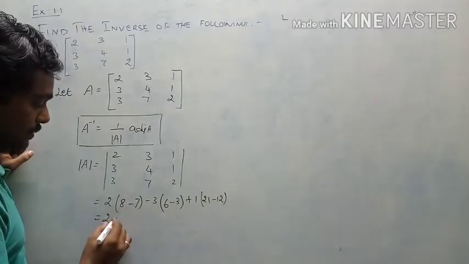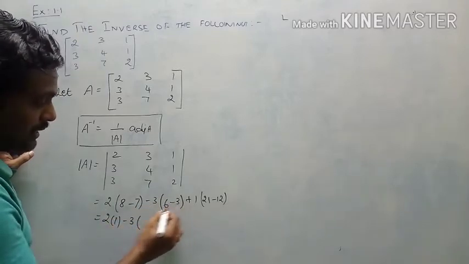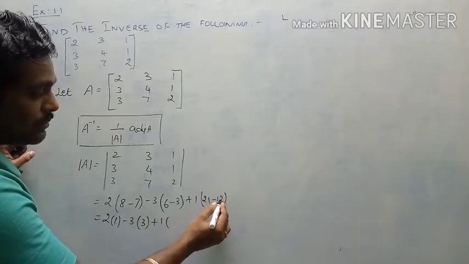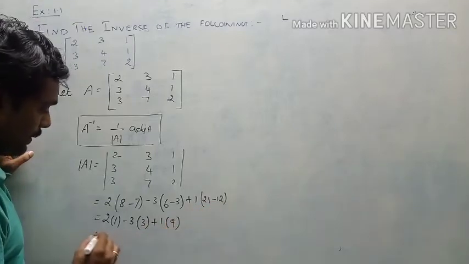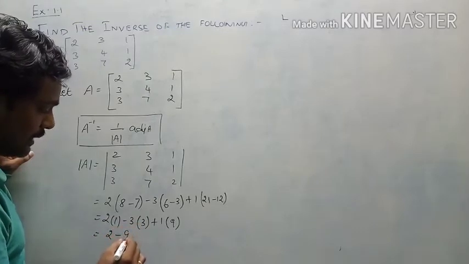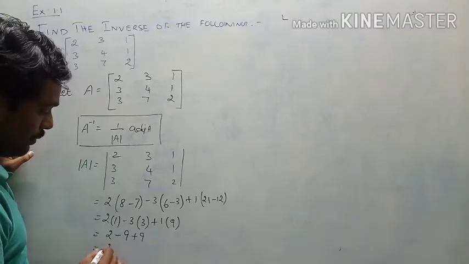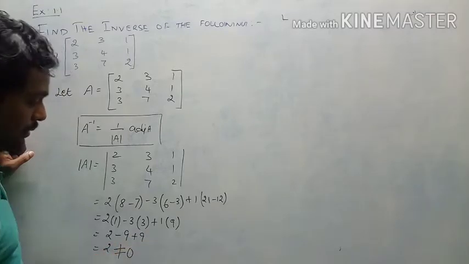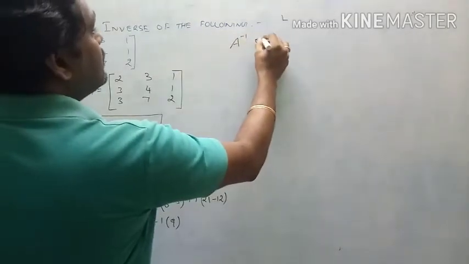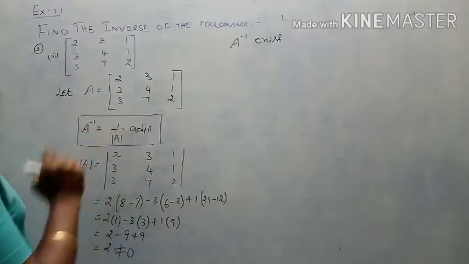8 minus 7, 1. 2 times 1, minus 3. 6 minus 3, 3. Plus 1. 21 minus 12, 9. 2 1s are 2. Minus into plus minus. 3 3s are 9. Plus 1 9s are 9. It will be 2, which is not equal to 0. Determinant A not equal to 0. Then A inverse exists. For A inverse, you want to find out adjoint A.